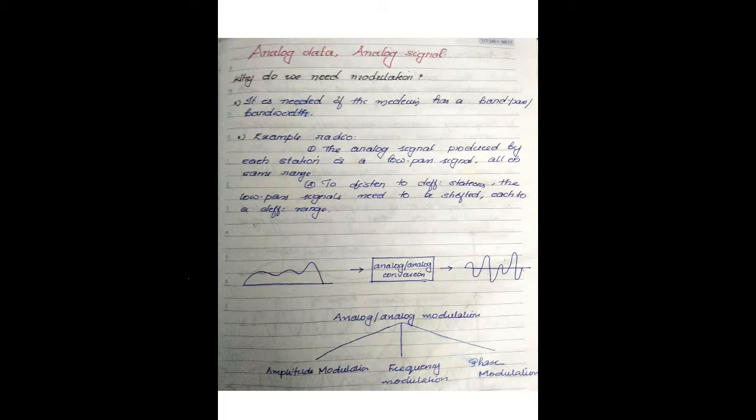There are three types of analog modulation: amplitude modulation, frequency modulation, and the third one, phase modulation, because these three are the features of an analog signal: amplitude, frequency, and phase. So these three features are modulated.